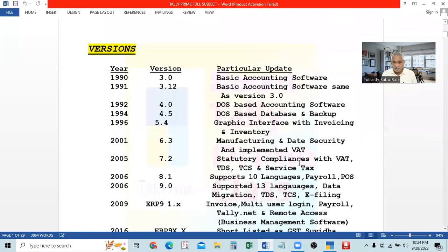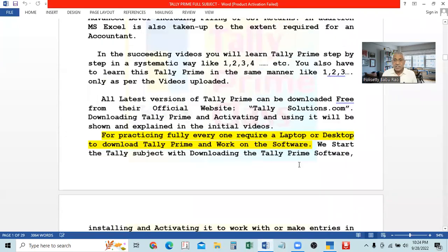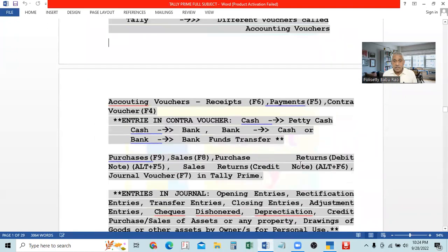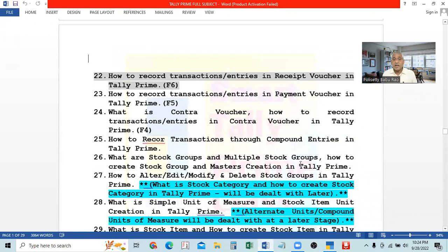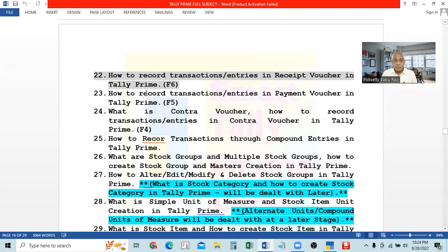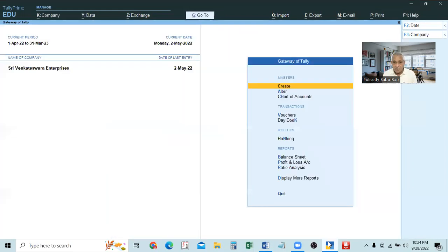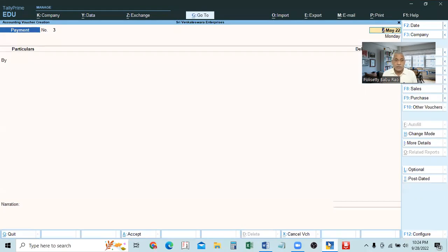In the accounting vouchers, by default Tally follows by and to. So if we want to follow the double entry system, it will show by or to by default.